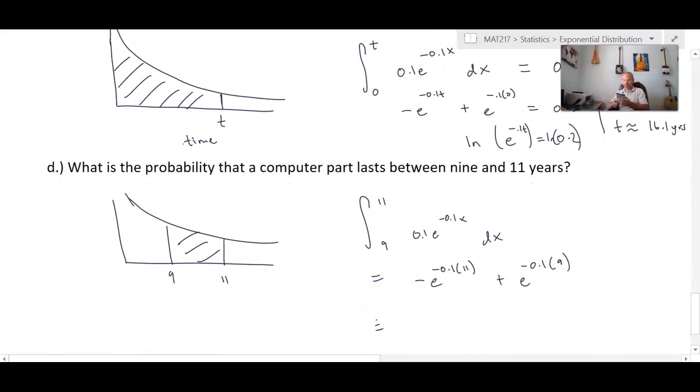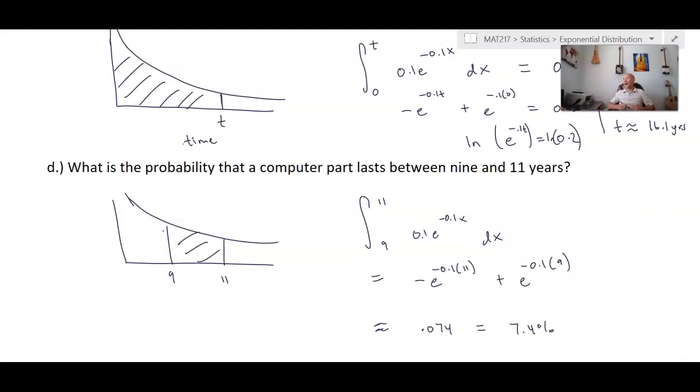So we'll get negative e to the negative 1.1 plus e to the negative 0.9, and we get about 0.074, which is 7.4%. So yeah, about roughly 7 in 10 computers will last between 9 and 11 years. That's not a huge outcome. Again, a lot of them last just a very few number of years, 4 or 5 years if you think about how long technology lasts these days, and very few will last a long time.